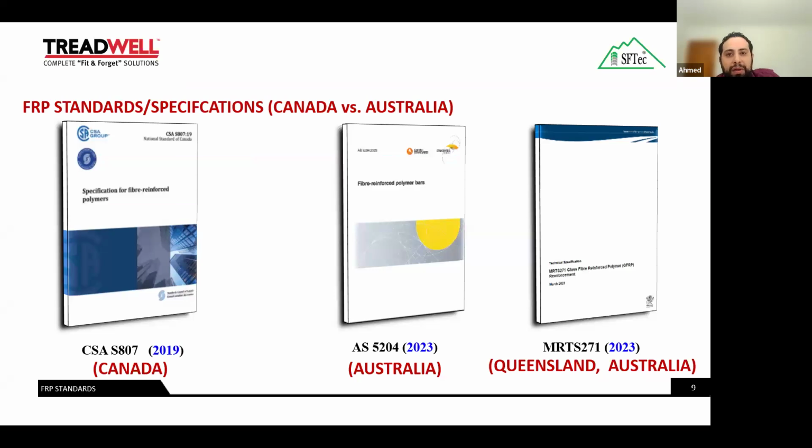As the use of FRP reinforcement increases worldwide, it becomes essential to have clear standards and specifications to ensure the safety and also the quality. In this presentation, we will focus on three key specifications used in Canada and Australia: CSA S807 in Canada, AS5204 in Australia, and MRTS271, which is used in Queensland for transportation infrastructure projects.